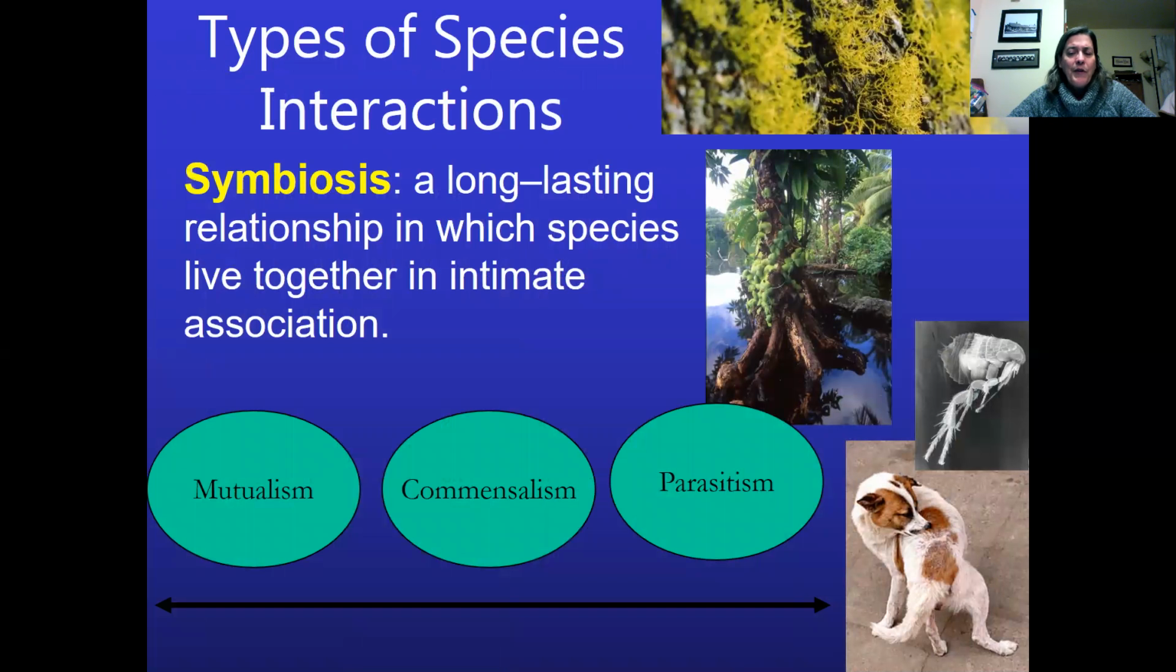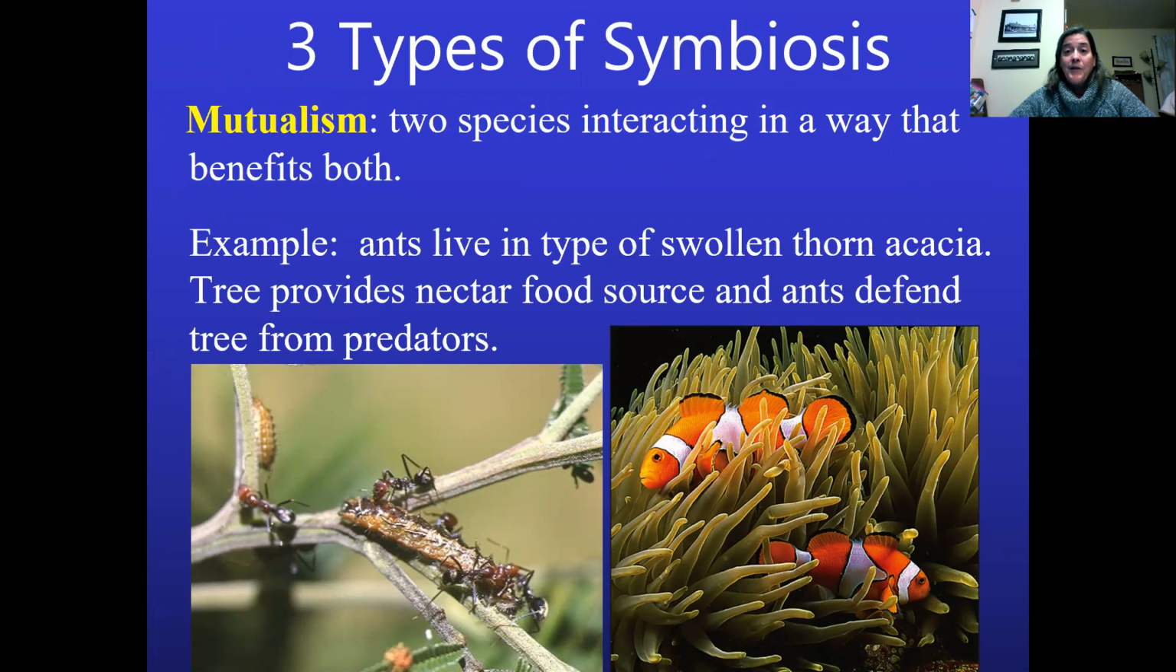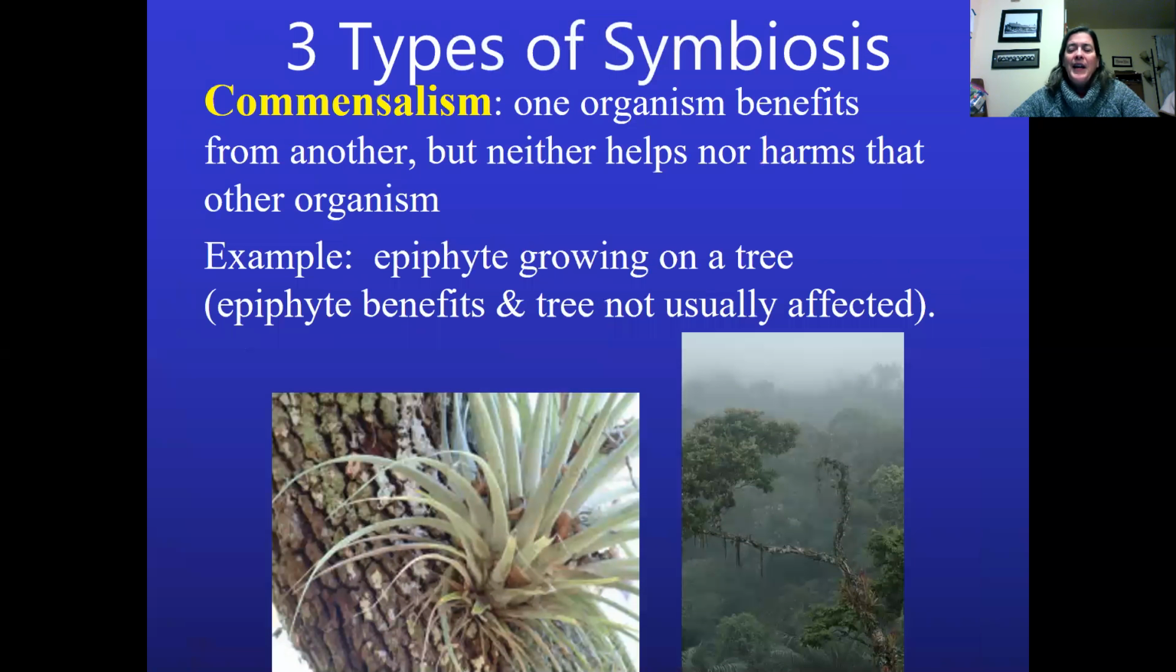And this, again, should be reviewed from biology, but there's 3 different types of symbiosis. There's mutualism, commensalism, and parasitism. And so pretty quickly, just run through these 3 types. Mutualism is when both of the species benefit. So they interact in a way that both get benefit from it. So the tree provides the nectar for the ants, and the ants defend the tree from predators. There's various different types of examples of mutualism out there.